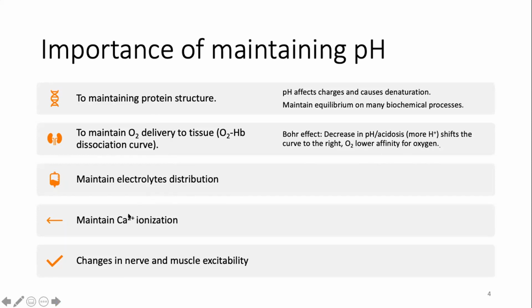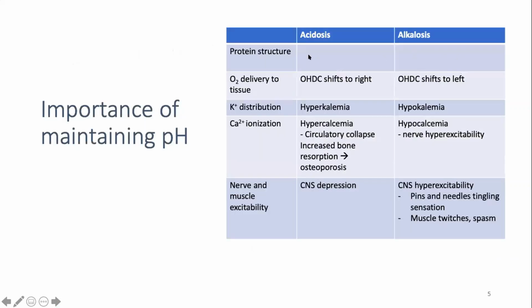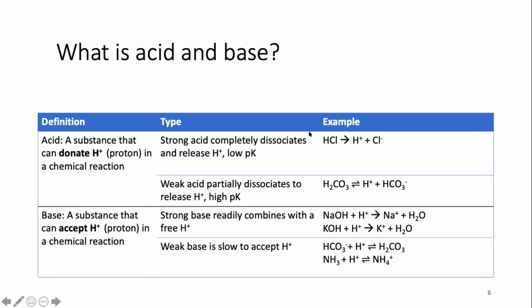It's also important for the calcium distribution, as well as having some function in determining nerve and muscle excitability. So these are examples of how the pH may affect the potassium distribution, the calcium ionization and distribution, as well as the nerve and the muscle excitability.